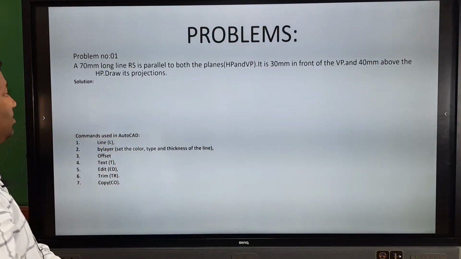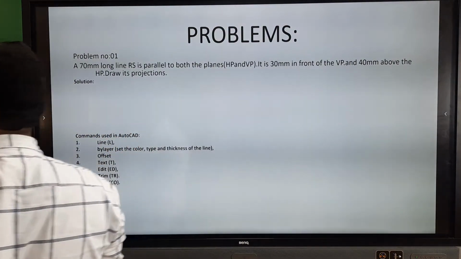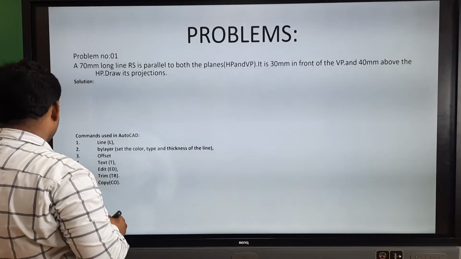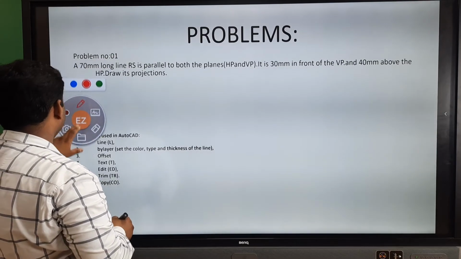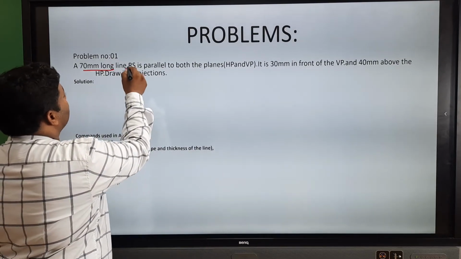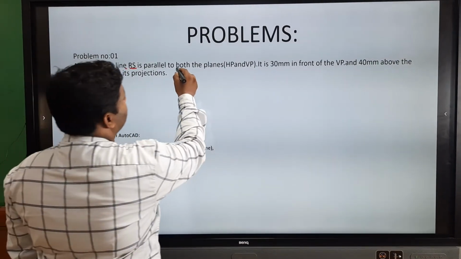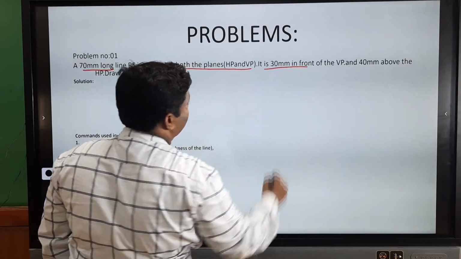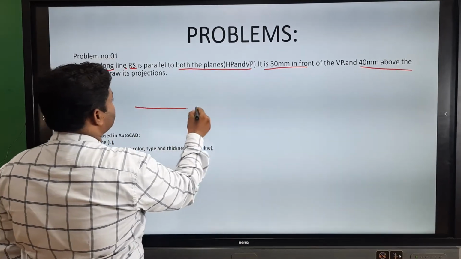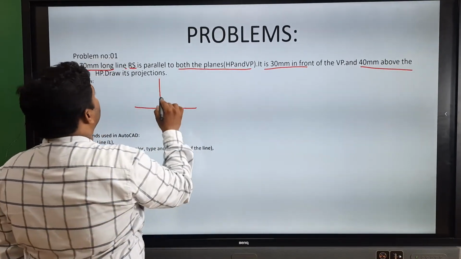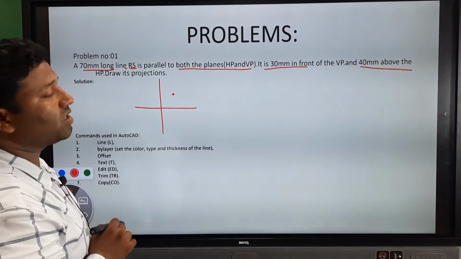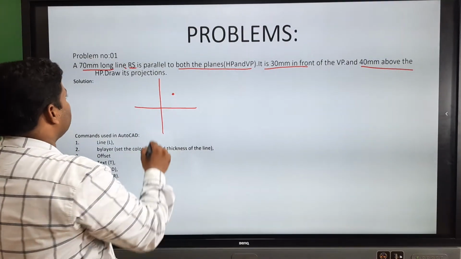Now we are going to the next problem. I will draw that here. A 70 mm long line, whose name is RS, is parallel to both the planes HP and VP, 30 mm in front of the VP and 40 mm above the HP. Suppose this is the reference line I am taking now in the quadrant. In the first quadrant, the line parallel to both planes appears like a dot. This I am representing as RS.